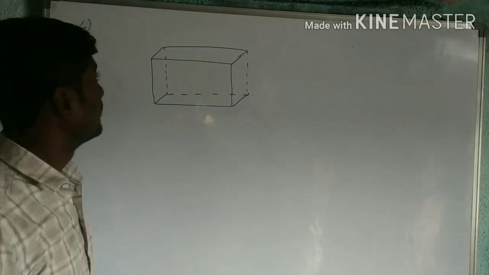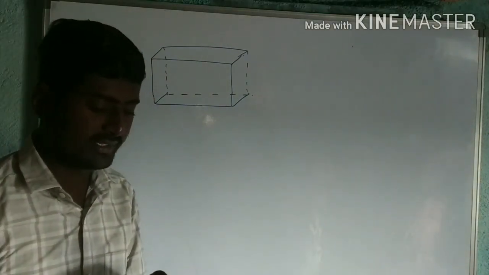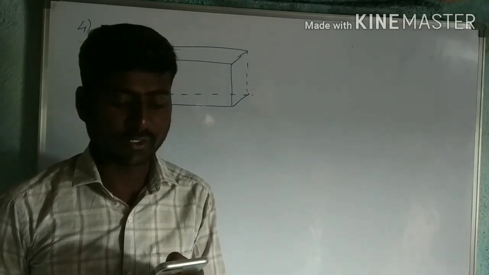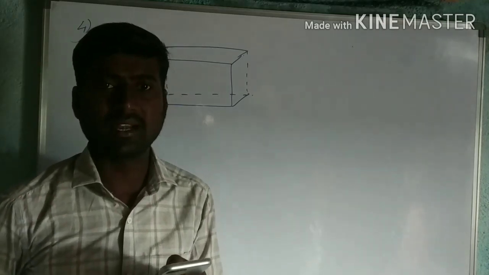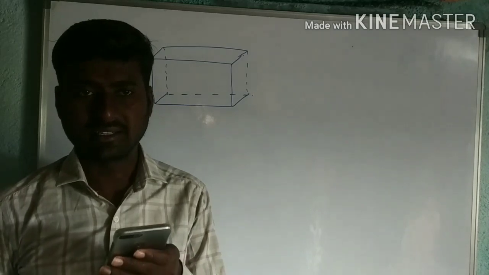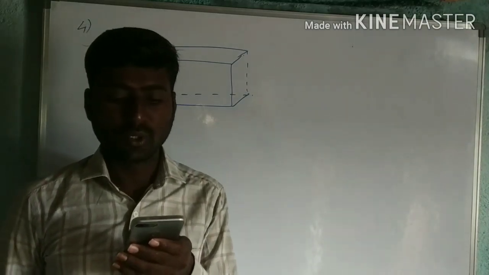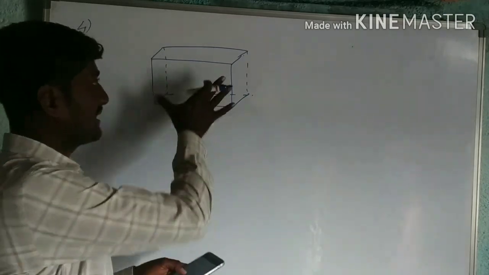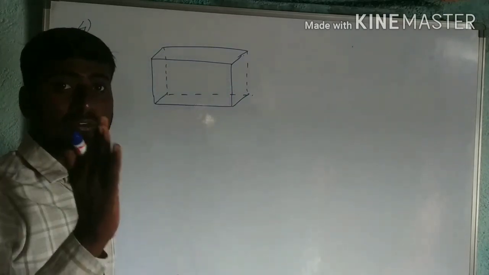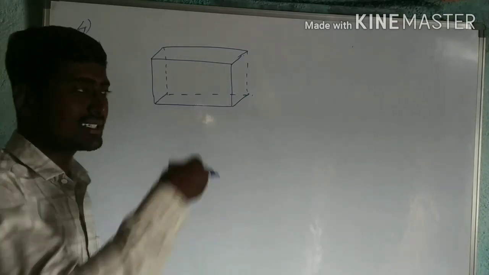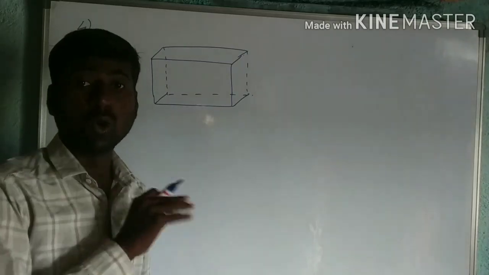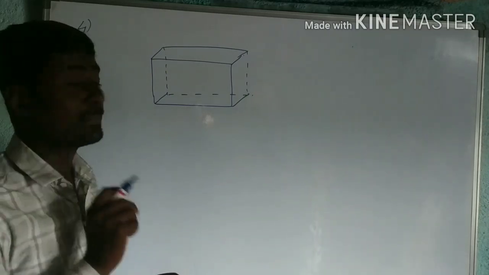Now we shall discuss the fourth question. The question is, a pen stand made of wood is in the shape of a cuboid. So there was a pen stand. The shape of that pen stand is a cuboid with 4 conical depressions to hold a pen. So this is a cuboid. There are 4 conical depressions. Depressions are nothing but holes. Those holes are in the shape of a cone, so those are conical depressions.